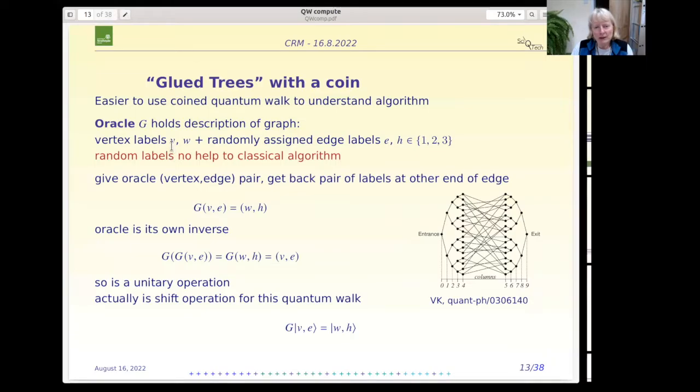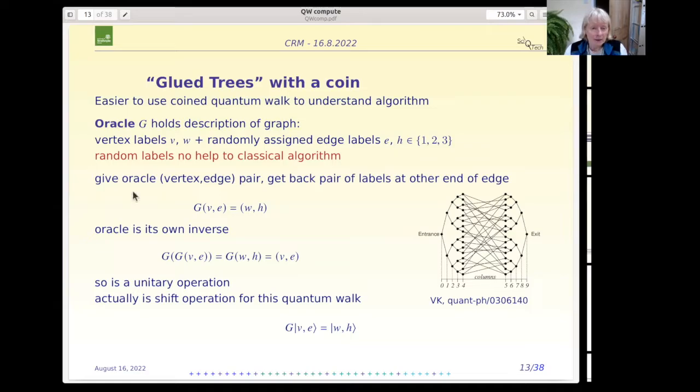If we've got labels on our vertices here, for example, B or W, whatever, and we randomly assign edge labels, say E and H, so which edge is labeled 1, 2, 3, and we randomly assign each end of the edge a label 1, 2, or 3. So those random labels are no help to a classical algorithm. They've got to make sure that they describe this so that a classical algorithm can't find an easy way to do it.